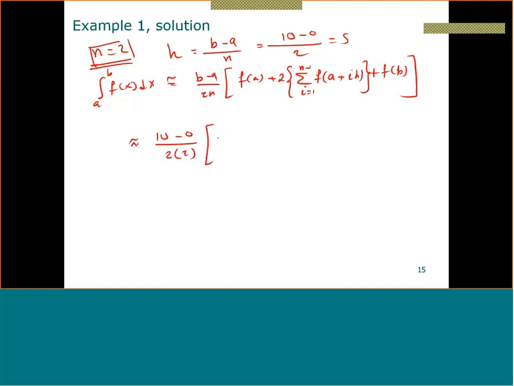f of a, f of 0, plus 2 summation of i goes from 1 to 1. So we have only one element here. f of a is 0 plus i, and h is equal to 5. Okay, so that's it. Plus f of b, which is f of 10.